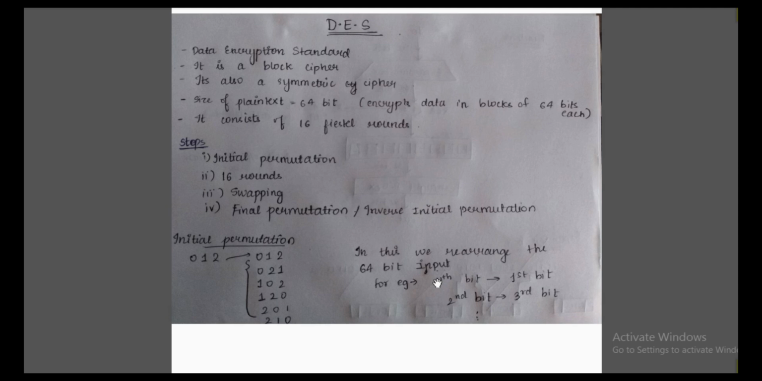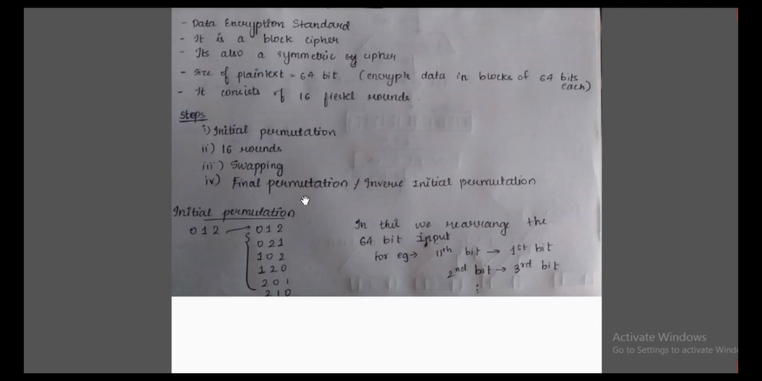For example, we can change the positions of bits in such a way. Here we can say that the 11th bit of the input should be positioned at the first place, and the second bit of the input should be positioned at the third place, and 64th bit should be positioned at 5th place, and this goes on and on until all the bits are rearranged. And so this is what happens in initial permutation.